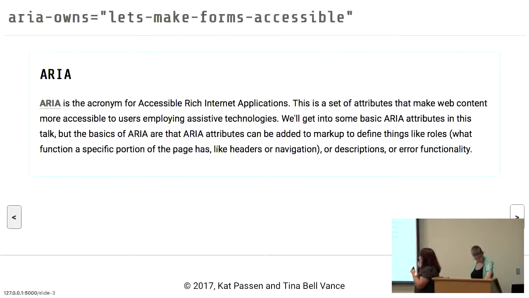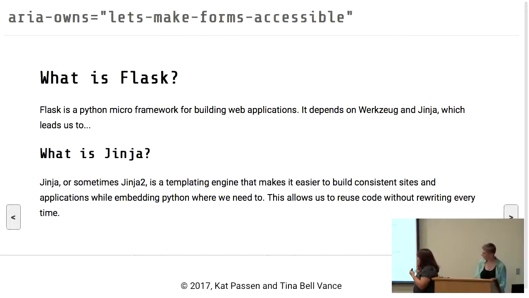ARIA is an acronym for Accessible Rich Internet Applications, and this is essentially a set of attributes that we use that help with assistive technology. So these help define things like roles. Is the role navigation? Is it content? That sort of thing. Or disabled, or even ARIA hidden, which you'll see in a little bit. We're going to give you a good example of ARIA hidden and when it should be used. So we're going to get into some of the basics of this in a bit.